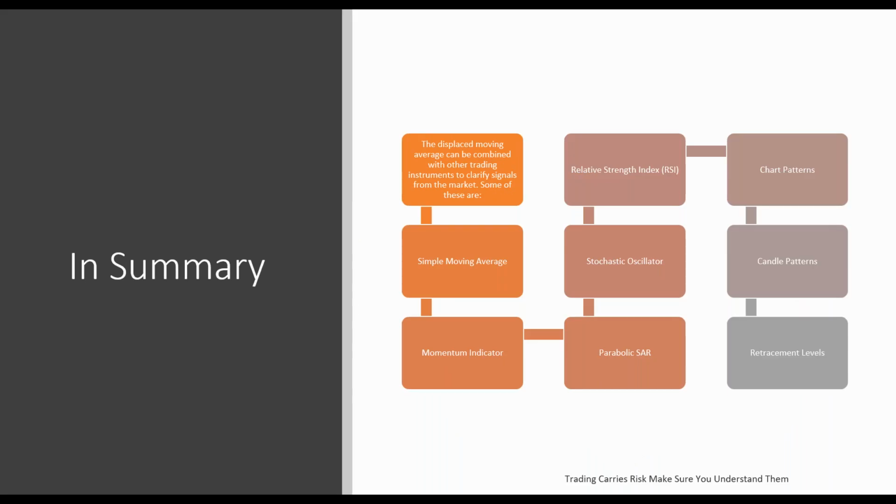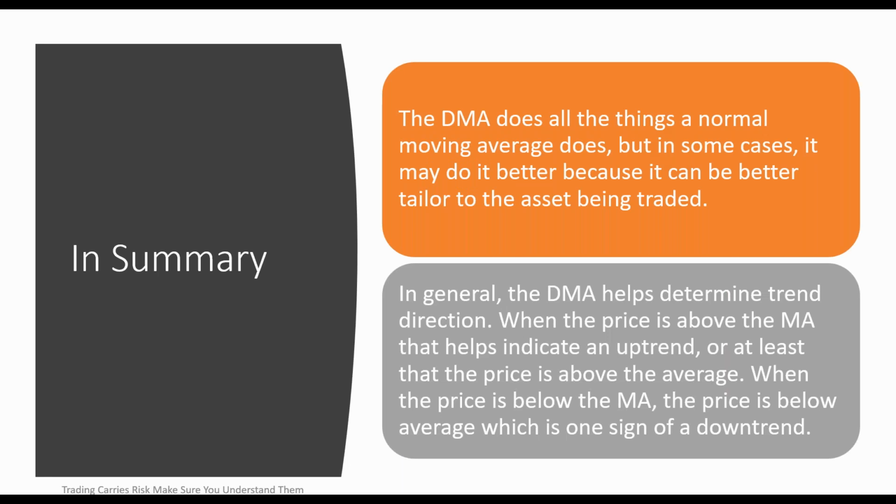Displaced moving average can be combined with other trading instruments to clarify signals from the market. So some of these are simple moving average. You combine it with momentum indicators like RSI or stochastics, or you can use it with chart patterns or candlestick patterns or retracement levels. The DMA does the thing a normal moving average does, but in some cases, it may do it better because it's better tailored for the assets being traded.